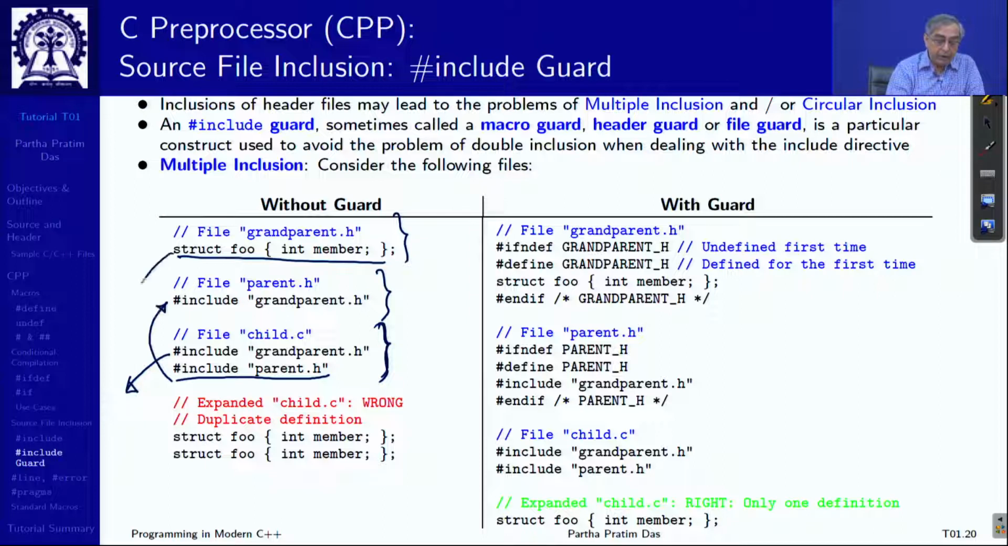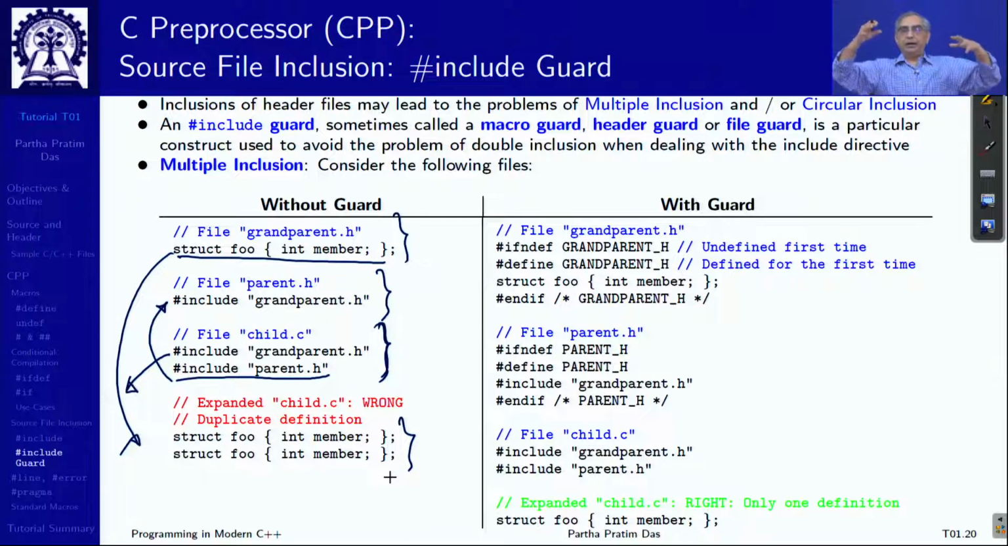So, it will again include this structure. So, this structure will come one after the other twice, and to C or C++, this is an error, this is redefinition of a structure by the same name. So, your code will not compile.